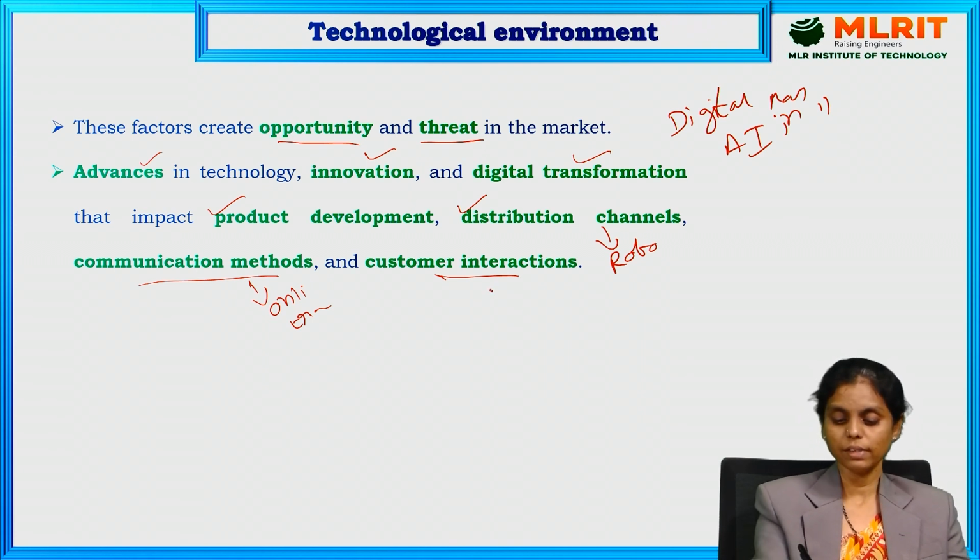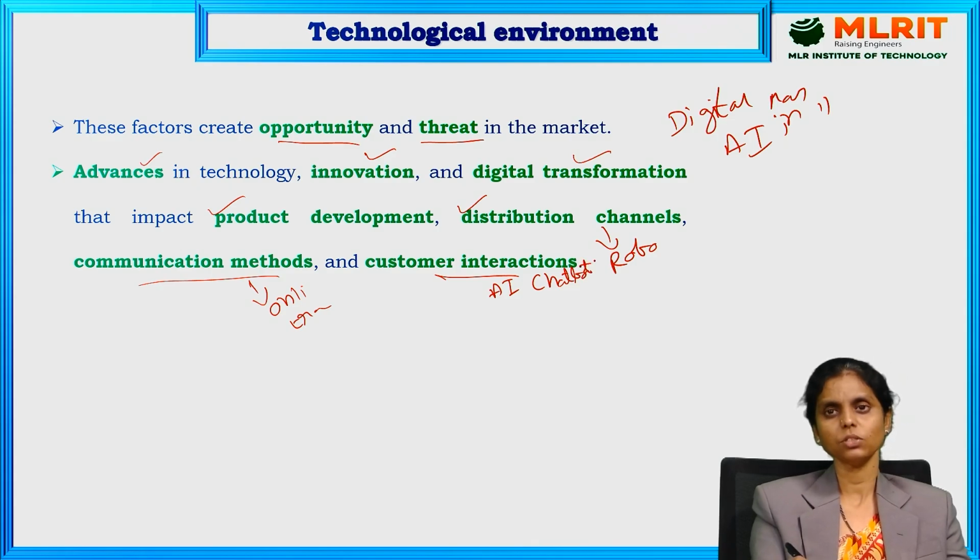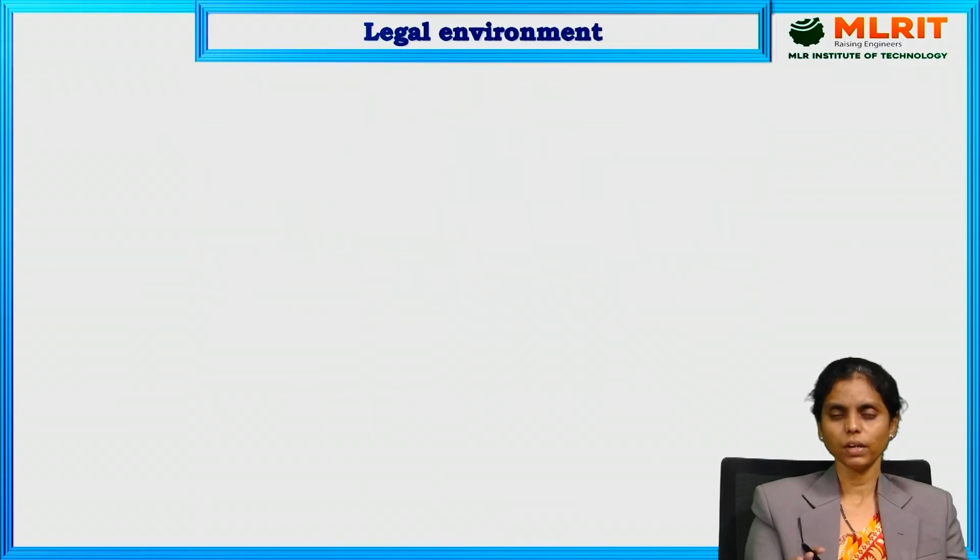Even nowadays, AI-based chatbots are available so that they provide the right information to customers without any delay. So these are all the various elements influencing marketing decisions through the technological environment. Now the next one, legal environment.